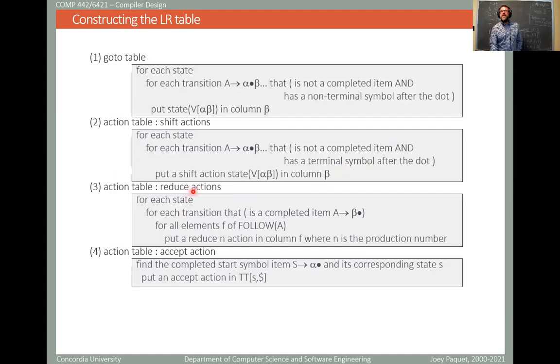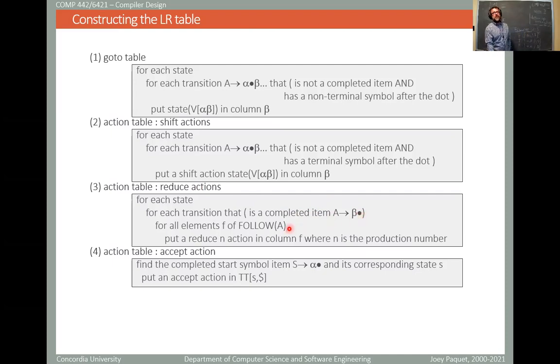Okay, so for the reduce actions, how is it? We're looking for completed items. So you see, that's the only place we're looking for completed items. It makes sense, because a reduce action is about having identified a handle, which is a completed item. What you want to do is apply a reduce operation after having identified a full right-hand side, and replace it by its corresponding left-hand side. So for reduce actions, you're looking for completed items.